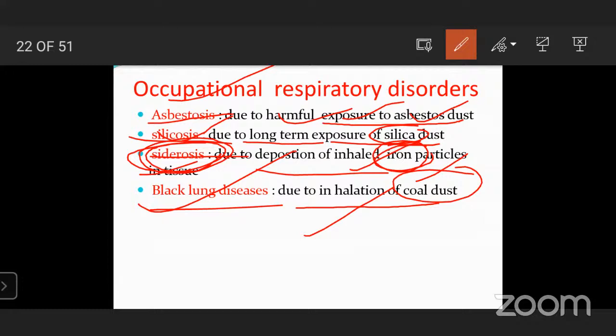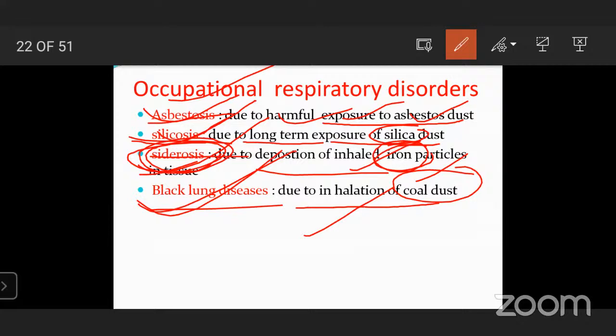So the respiratory disorders: number 1 is asthma, emphysema, bronchitis, and pneumonia. So there are 4. And next one, occupational respiratory disorders, also 4. Number 1 is asbestosis, number 2 is silicosis, number 3 is siderosis, and number 4, the very important black lung disease.